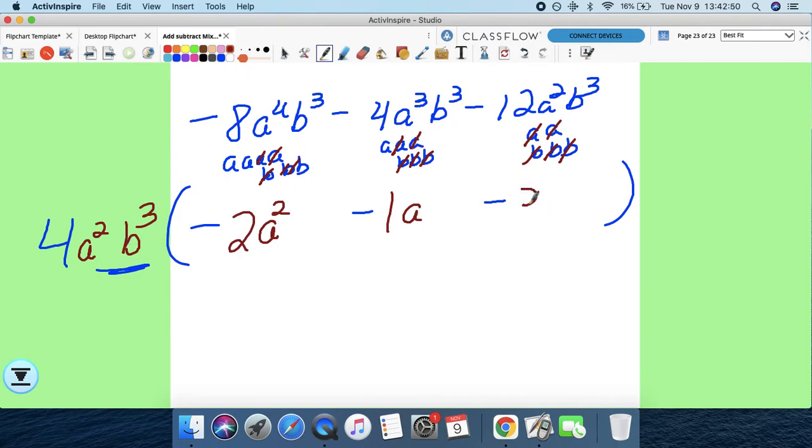Last one is a 3, and nothing. Right? I don't have to put any variables in because it's already here. 4 times 3 is 12. a squared b cubed, and that's my final answer. And if you just make it a little prettier, you can take that 1 over here and just write it like that.